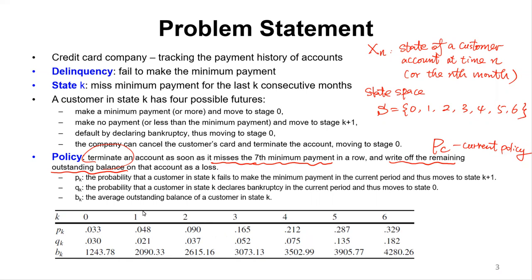If the account is terminated, then b_K is the average outstanding balance of a customer in state K. So if we terminate the account as soon as it misses the 7th minimum payment in a row, then this balance will be gone. It will be marked as a loss.